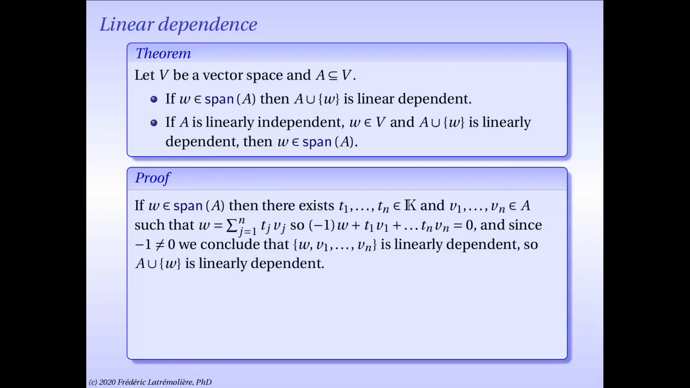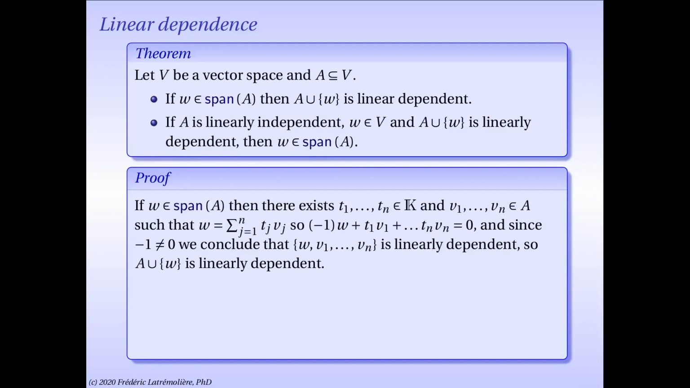So first, suppose that you have omega in the span of A. What does that mean? Well, we've learned that it means omega is a linear combination of some vectors in A. In other words, there exist scalars t1, t2, etc., tn, and vectors v1, v2, etc., vn in A, such that omega is the linear combination t1 v1 plus t2 v2, etc., plus tn vn.